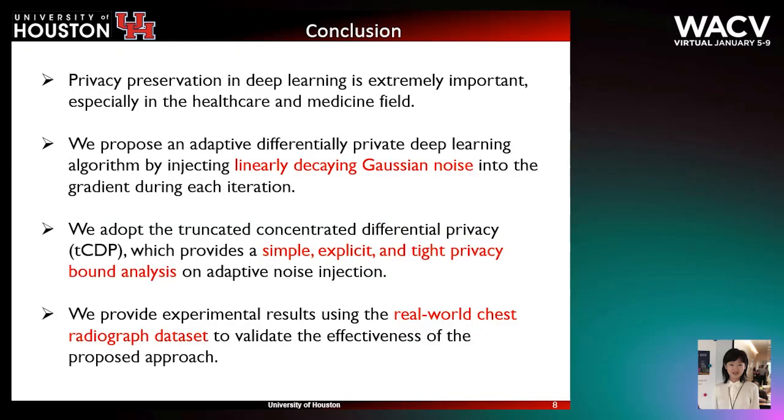And now I will draw the conclusion. Privacy preserving in deep learning is extremely important, especially in the healthcare and medicine field. So we propose to inject linearly decaying Gaussian noise into the gradient during the training. We adopt TCDP, which can provide a simple, explicit, and tight privacy bound analysis. We validate the effectiveness of the proposed approach with a real-world chest radiograph dataset.